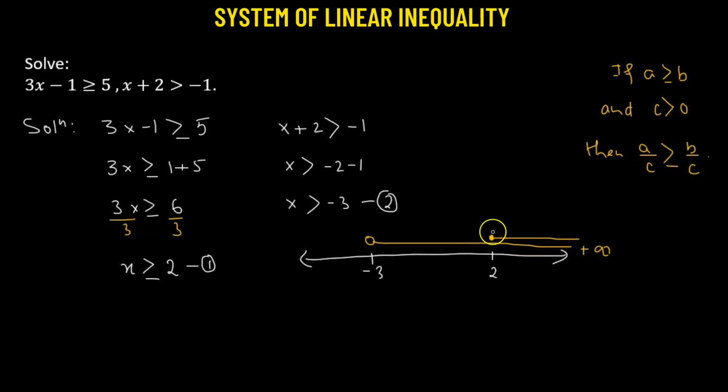Now we'll have to find a solution that is common to both of them. This is the region which is common to both of them, and this will be the solution set. So if we write it in interval form, we have a solution going from 2 to infinity. By definition, infinity is unbounded, so we'll have to use an open interval, whereas x equal to 2 is a part of the solution, so we'll use a closed interval. So this is the solution to the given system of linear inequality.